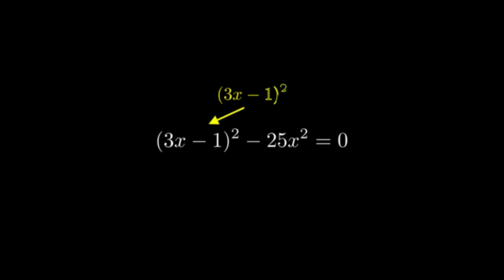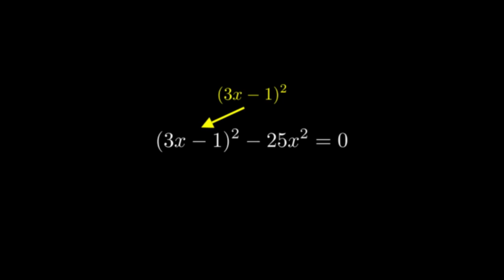Let's examine the quadratic equation (3x - 1)² - 25x² = 0. This is a special type of quadratic equation we can solve efficiently. Notice we have a binomial squared term, (3x - 1)², highlighted in yellow. This structure gives us a hint that we might be able to use the difference of squares pattern.